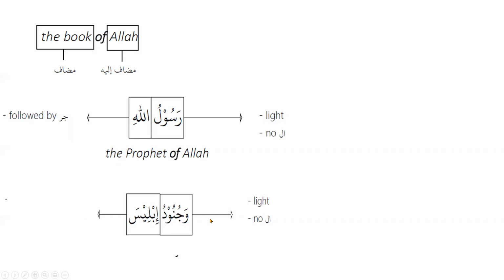Now look at the word wajunudu. Is it light? Yes, it is light. There's no sign of heavy. It's not junudun, junudan, junudin, nothing like that. So it's light. Does wajunudu have an alif lam? No. Clearly I can see there's no alif lam. So this is a candidate, a good candidate, the best candidate for mudaf. Let's look at the word iblisa.